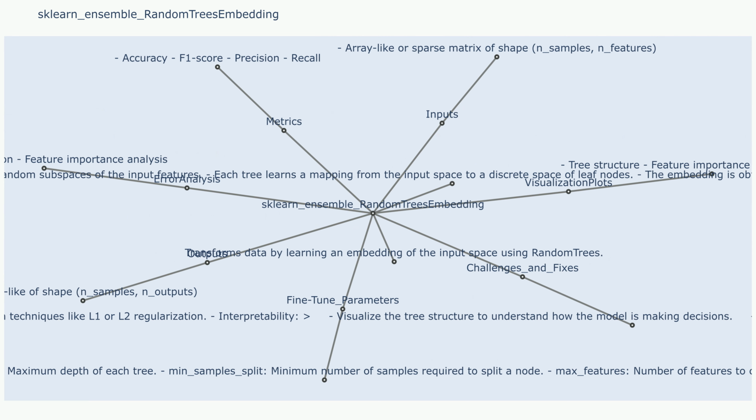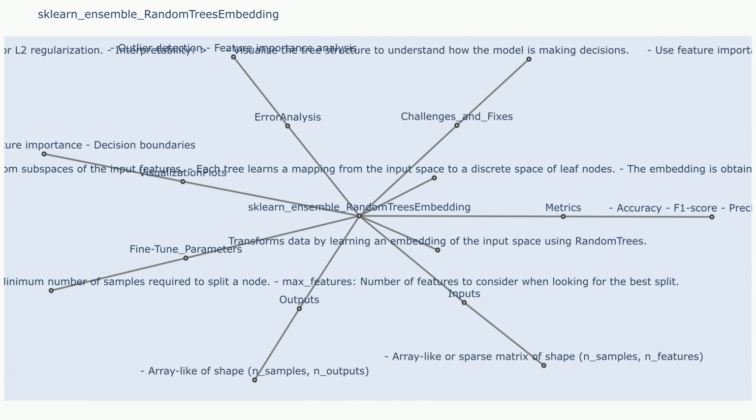Parameter 4. Explain in detail sparse_output. This parameter determines whether the output is a sparse matrix or a dense array. If set to true, the output will be a sparse matrix, which can be more efficient for storing and processing large datasets. If set to false, the output will be a dense array.